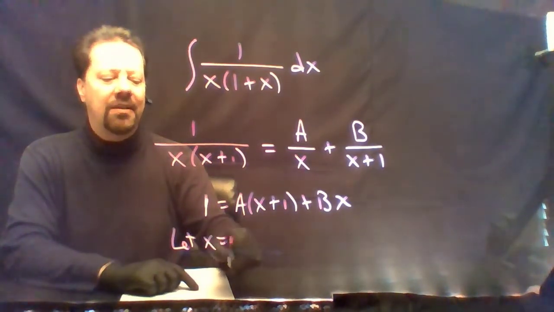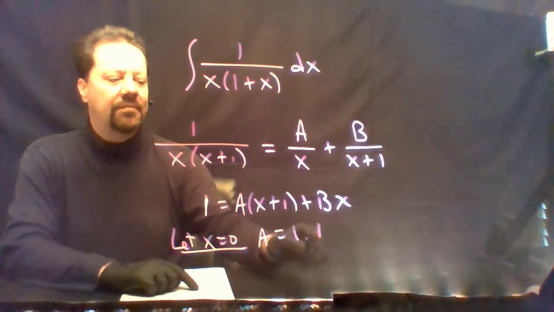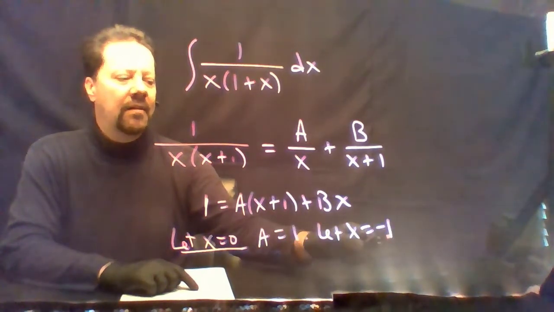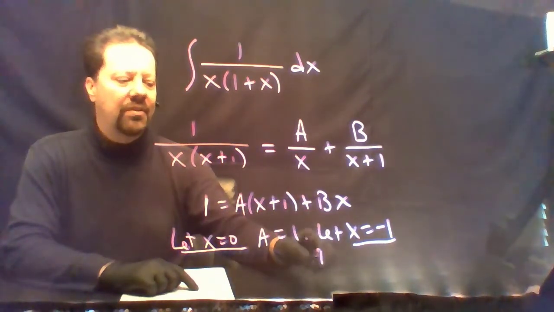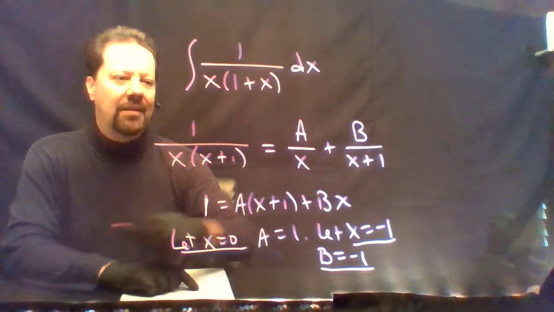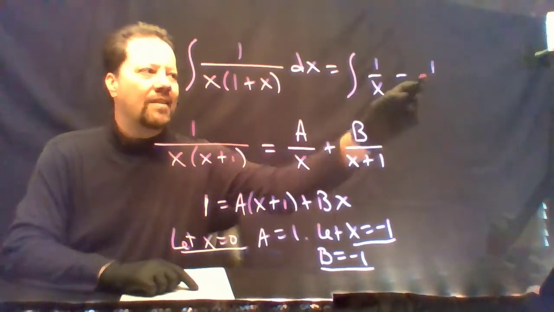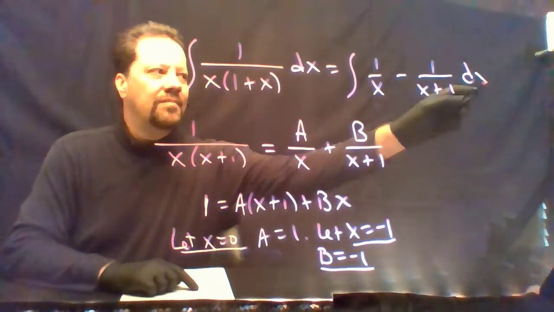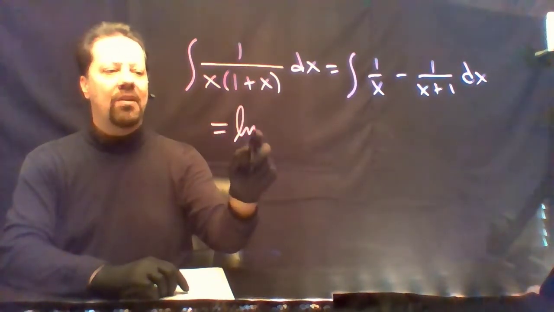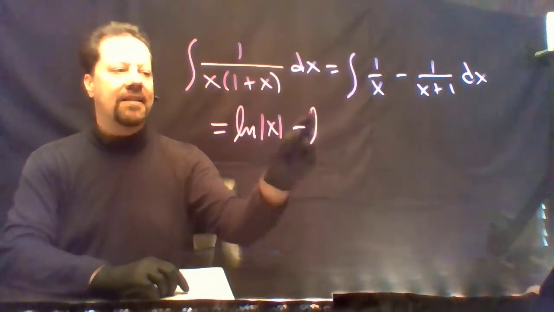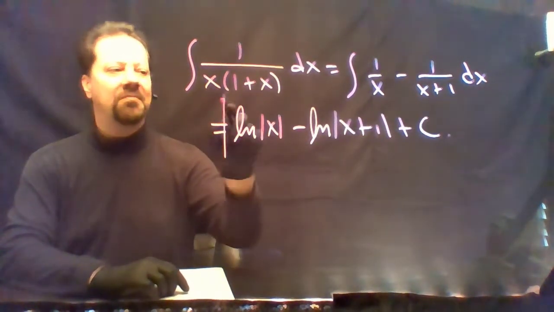Next, we'll let x be 0. If x is 0, then we end up with a equals 1. The next obvious choice for x is to let x be negative 1. If that's true, we get b equals negative 1. The integral then is 1 over x minus 1 over x plus 1. We have then the natural log of the absolute value of x minus the natural log of the absolute value of x plus 1 plus c.